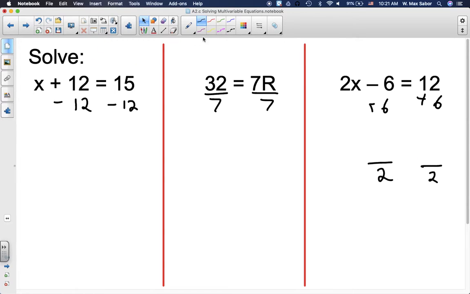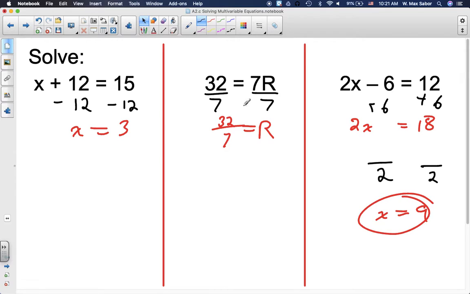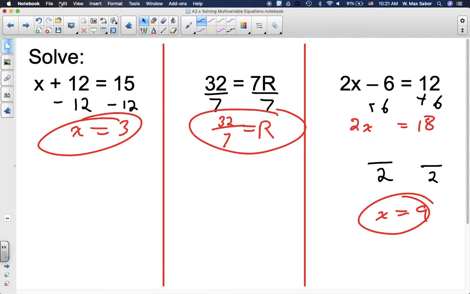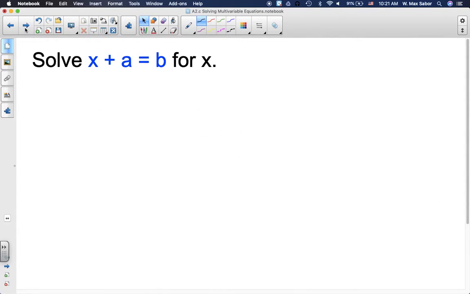Let's finish those out. X equals 3. R equals 32 sevenths. 2x equals 18, dividing by 2 gives x equals 9. So we know how to solve these equations, hopefully. If not, go back and learn.